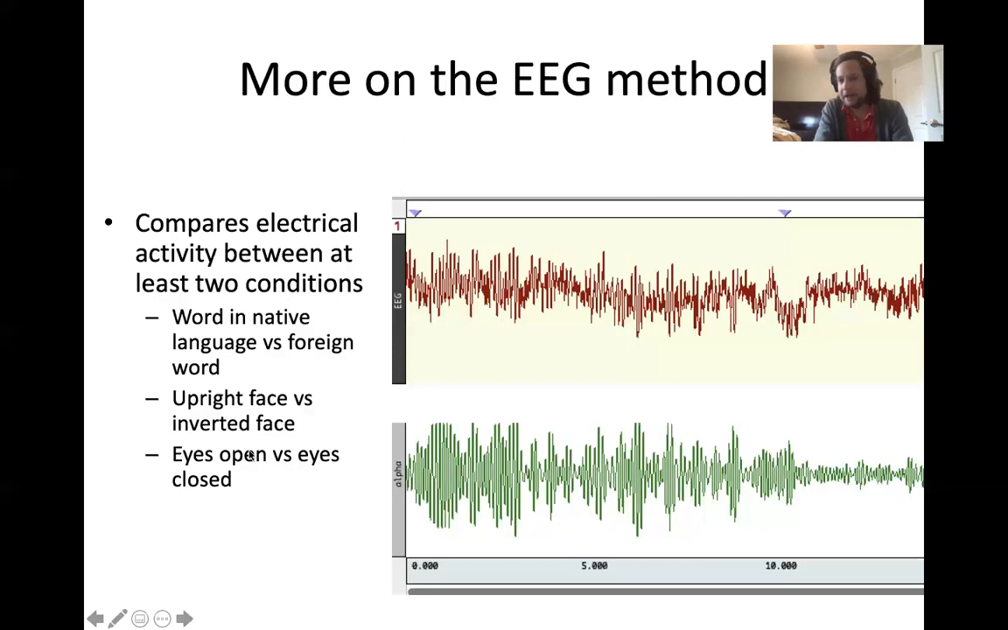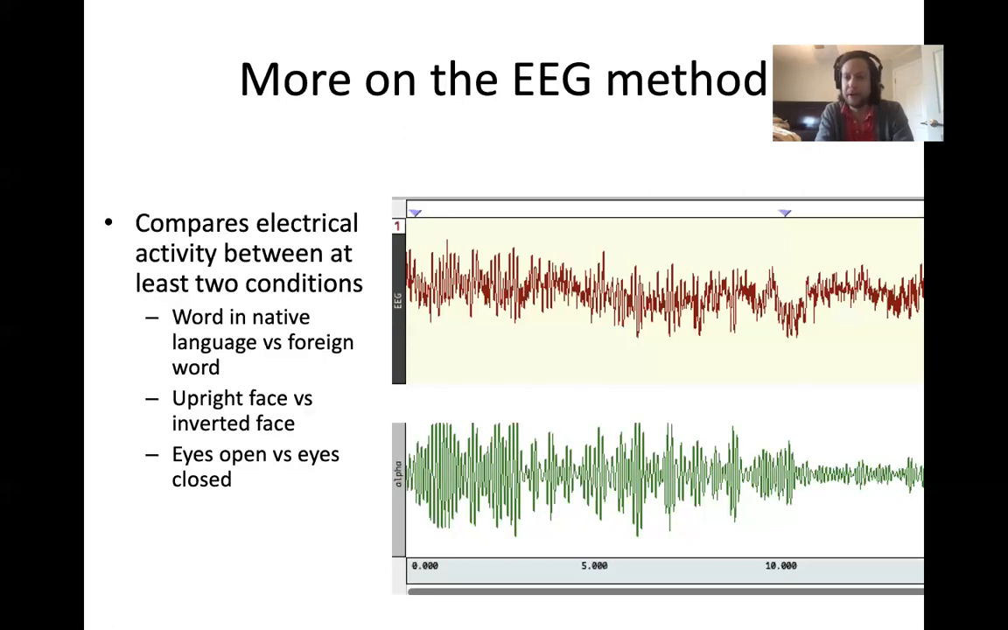Some other things that I've seen in EEG studies, a common kind of paradigm would be presenting people with words in the language that they speak, their native language, and then looking at what the brain does compared to words in a foreign language, words that they don't understand.